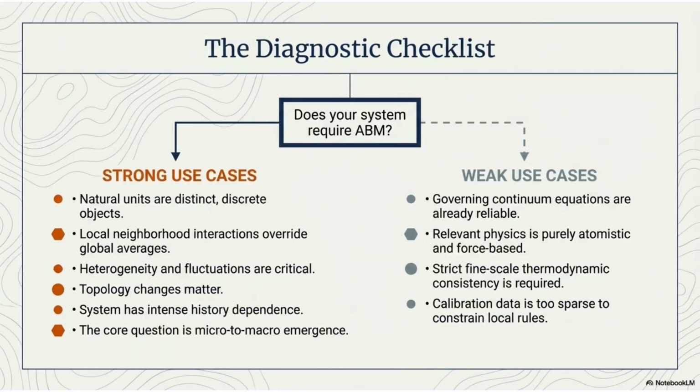A diagnostic checklist helps determine if ABM is required. Strong use cases include systems with distinct, discrete objects, critical heterogeneity and fluctuations, and where the core question is micro to macro emergence. Weak cases involve reliable continuum equations or purely atomistic physics.